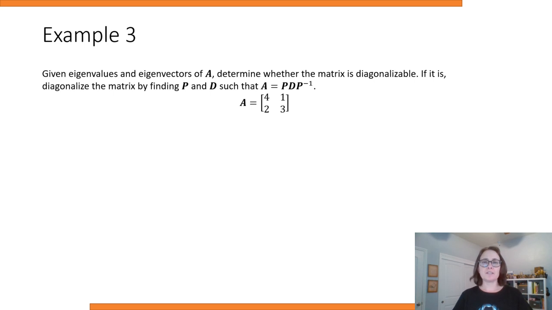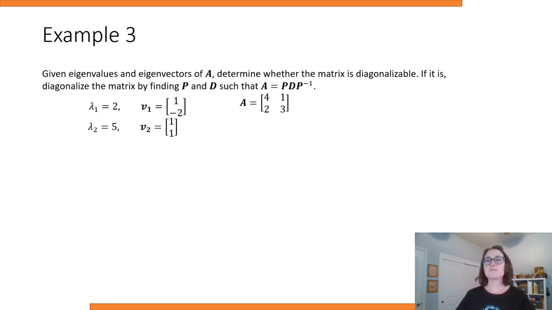Okay, so let's do an example of this. Given the eigenvalues and eigenvectors of A, determine whether the matrix is diagonalizable. If it is, diagonalize the matrix by finding P and D such that A equals P times D times P inverse. So I have this matrix A. It's a 2 by 2 matrix with rows 4, 1, and 2, 3.